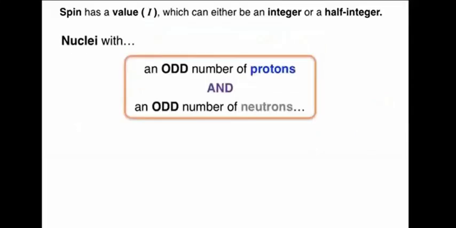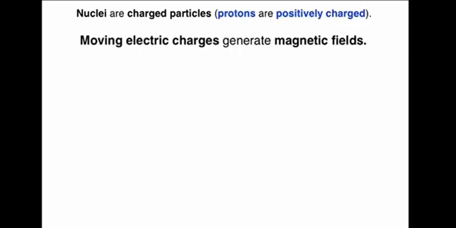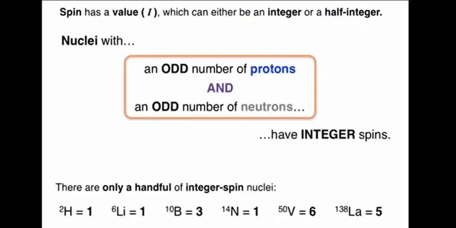The spin has a value I, which can be either an integer or a half integer. Nuclei with an odd number of protons and an odd number of neutrons have integer spin. There are only a handful of integer spin nuclei like deuterium, lithium.